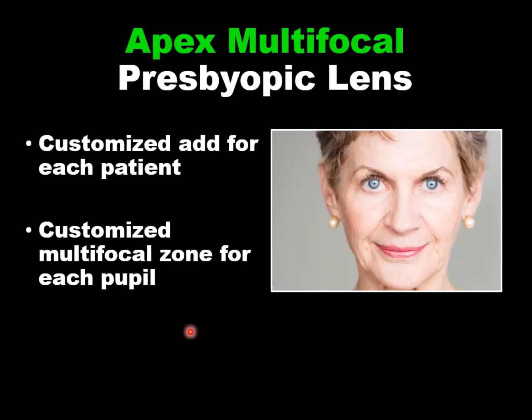Now, in the application of the lens on a presbyope, the add is designed specific for each patient. But additionally, the size of that add zone is also designed specific for each patient. So we need to know the patient's add as well as the pupil size, and each lens is custom manufactured for each individual patient.